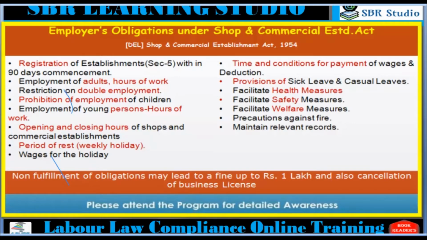But the major objective of all those labor laws is to facilitate health, welfare, and safety norms to the industrial laborer. And accordingly, the industries which are not factories are covered under the Shop and Commercial Establishment Act. If these obligations are not fulfilled, there is a fine of 1 lakh rupees to the employer and cancellation of the business license. However, imprisonment is not defined under the provisions of the Shop and Commercial Establishment Act, but there is a secondary law also, which is applicable to shop and commercial establishments.